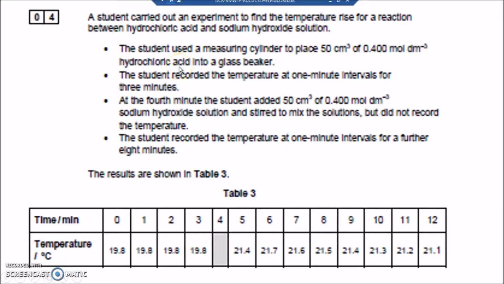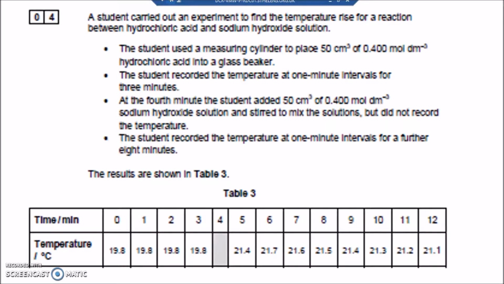Question 4. A student carried out an experiment to find the temperature rise for a reaction between hydrochloric acid and sodium hydroxide. They used a measuring cylinder to place 50 centimetre cubed of 0.4 mole per decimetre cubed hydrochloric acid into a glass beaker. So if we wanted to, we could work out the number of moles and the mass. Moles equals concentration times volume, and then we could use the Mr to work out the mass of hydrochloric acid if we needed to.